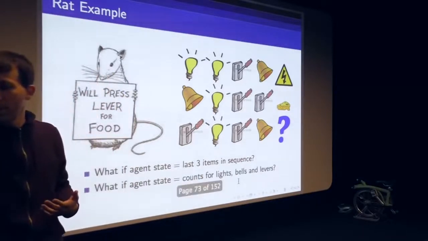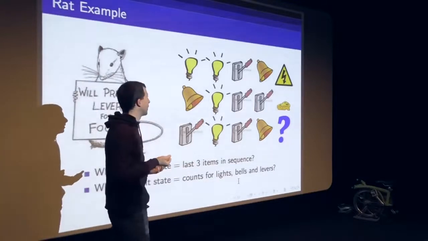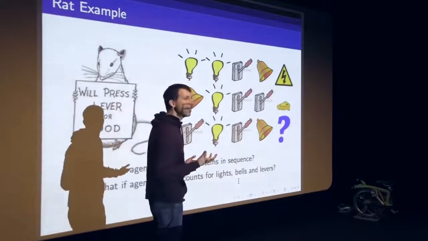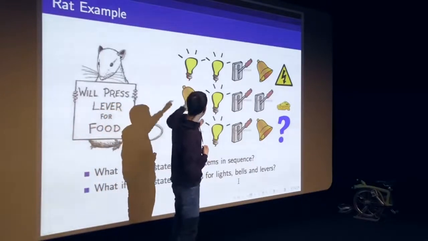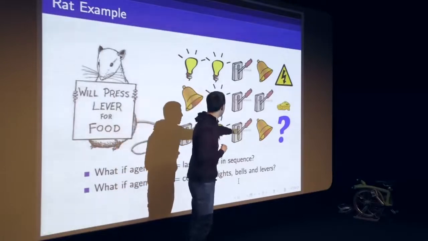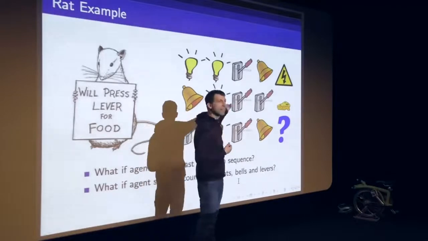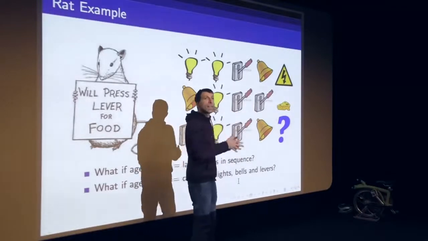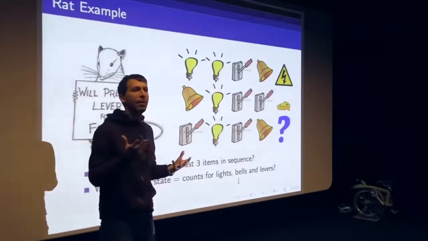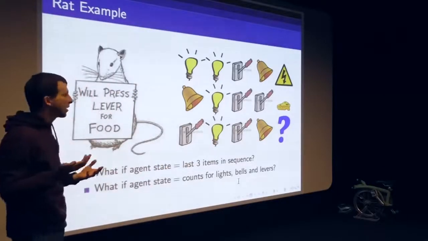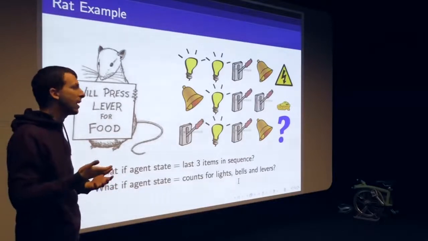You might, for example, choose the agent state to be counts for the lights, the bells, and the levers. If that was your agent state, then you might count them up and say, hey, look, in this example we see the lever being pressed twice, the light has come on once, and the bell has sounded once. So that's exactly the same as this second episode here. If that's our representation of state, we would expect that the cheese would appear now. So it should be clear that what we believe will happen next depends on our representation of state.